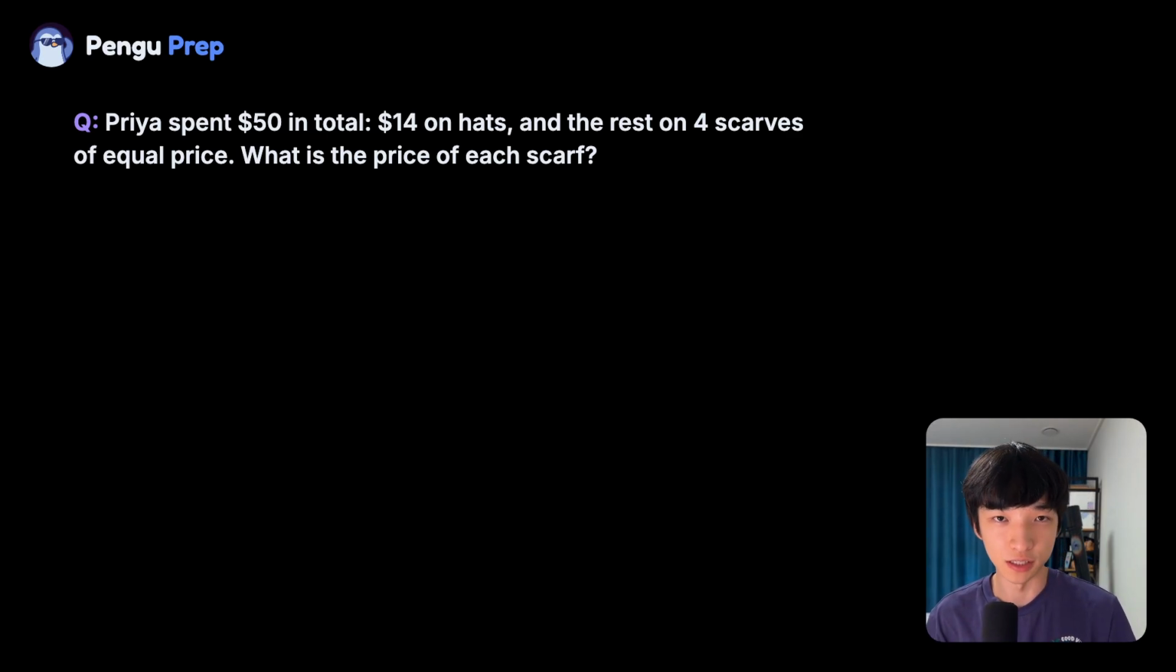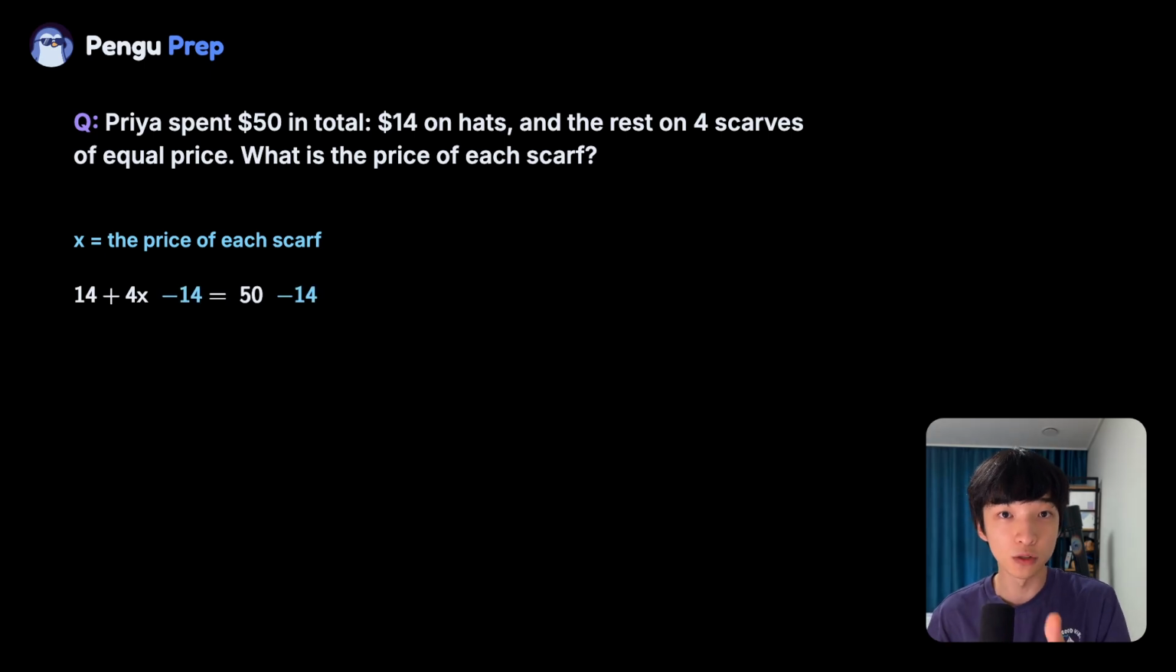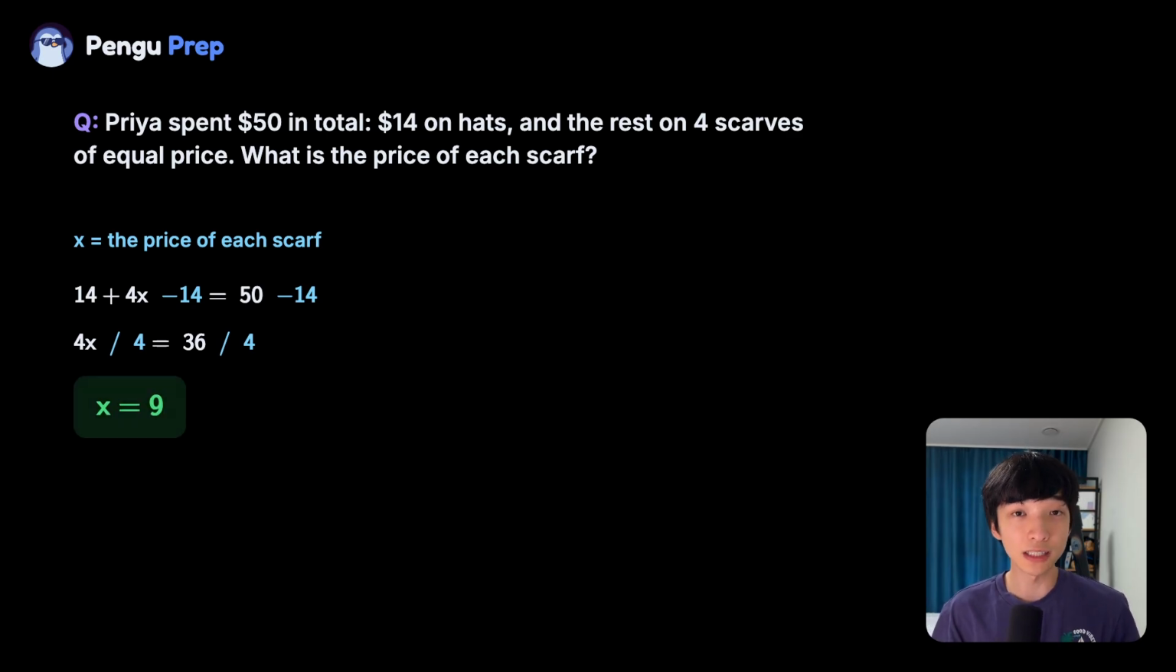This is how I would approach this. First, I'm going to establish a variable x, and x is going to represent whatever I'm trying to find inside the problem. Here, I'm trying to find the price of the scarf, so x is going to represent the price of the scarf. Now, I'm going to model a linear equation that uses x to find the value of x. Here, we see that Priya spent $50 on hats, which cost her $14, and she spent the rest of her money on scarves. So we can model a linear equation that goes like 14 plus 4 times x equals 50. From here, we can just solve the linear equation to get x equals 9. So the price of each scarf is $9.